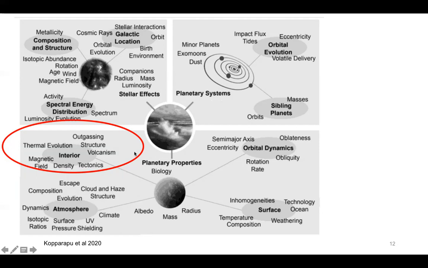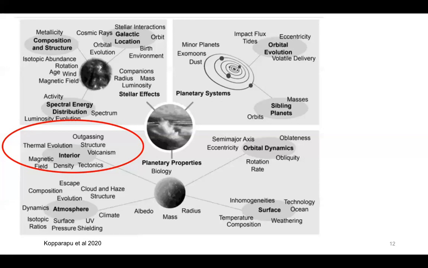And an important component of this as well is what's going on in the interior. That gives us constraints on the density and the magnetic field. The interior influences the atmosphere. It influences the surface tectonics, the existence of plate tectonics, volcanism, and plays a major role in the thermal evolution of a planet. So there are all these components that have to go into understanding extrasolar planets. The interior is an important aspect of that.